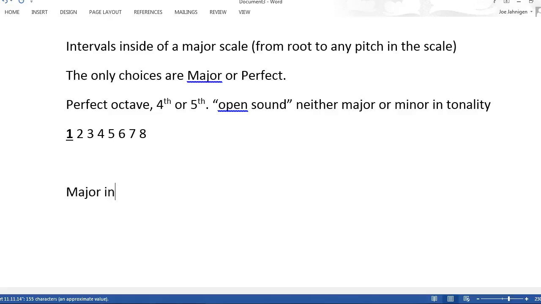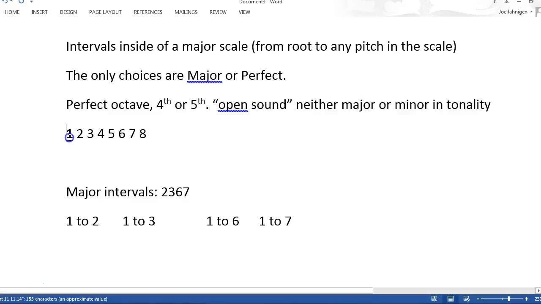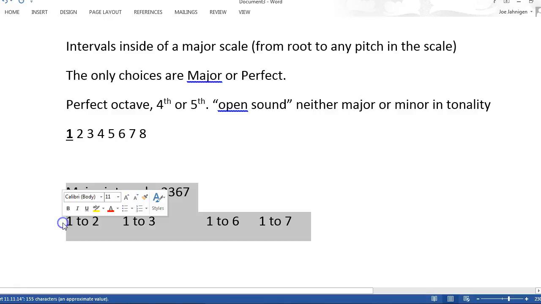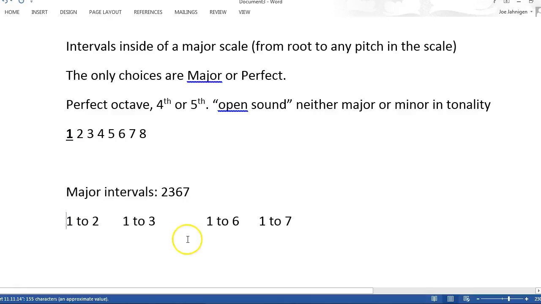The major intervals, this is what they're called, are 2, 3, 6, and 7. By that I mean 1 to 2, 1 to 3, 1 to 6, or 1 to 7. So all these come from the root. These are all what are called major intervals. They sound a little different. There's a little more going on.